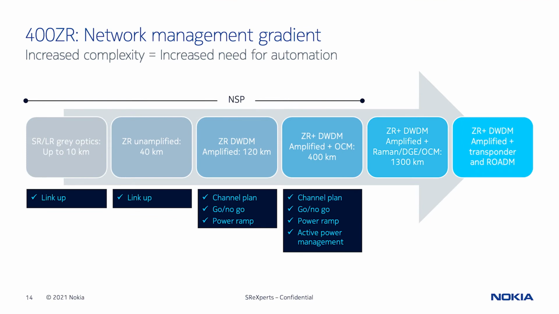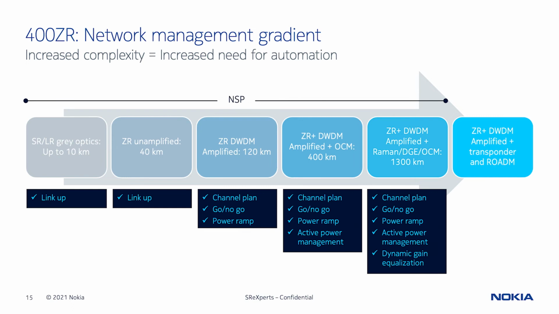So as we go beyond the single span, let's look at multiple spans. Here, in addition to the automation we just discussed, you're going to require optical channel monitoring and active power management to avoid crosstalk penalties. Contributions at the OIF have shown that you want to keep adjacent channels to within 1 dB of each other. Using the NSP, you can reliably handle large channel count deployments. And as we move to even longer reaches that include Raman pumps, the need for dynamic gain equalization, or DGE, is required, adding further complexity to the management story.